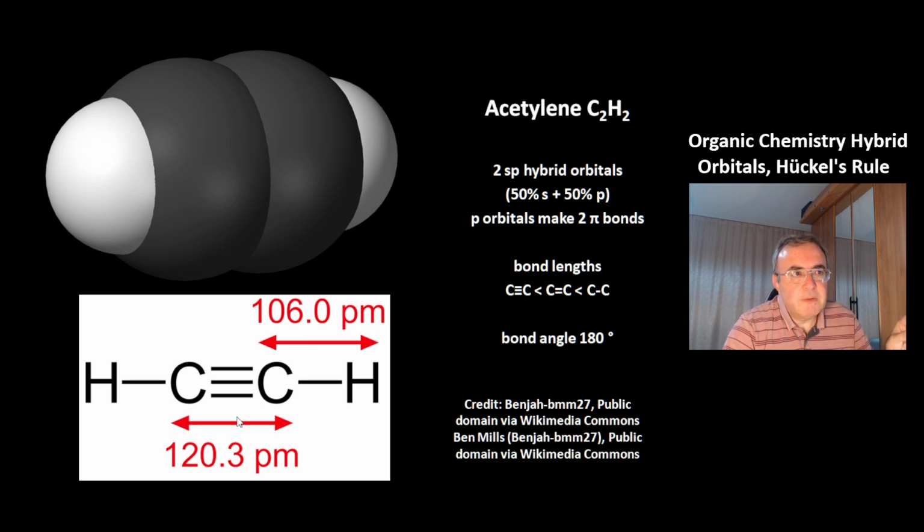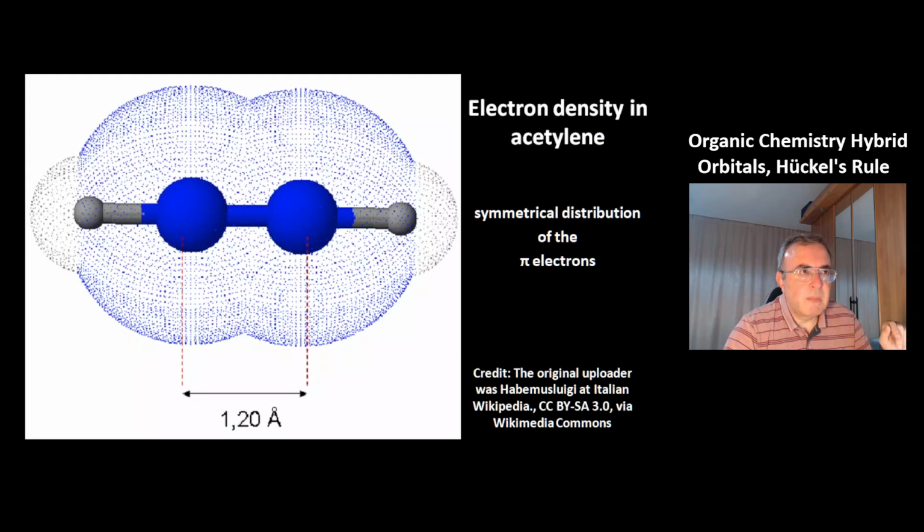The bond length of the triple bond is smaller than that of the double bond, and that's smaller than that of the single bond. The bond angle is 180 degrees. This is a nice picture. It shows you the electron density in acetylene. The pi electrons that are beyond the connection line of the nuclei are distributed symmetrically. There is an even distribution of the pi electrons.